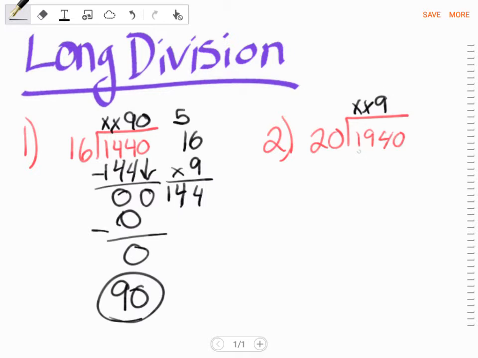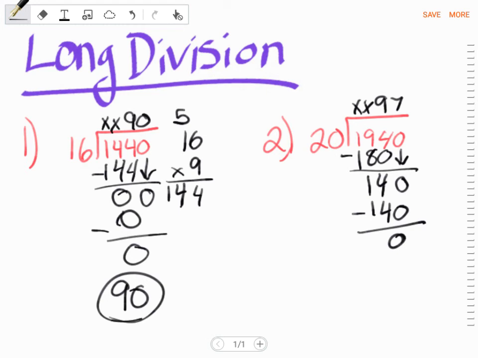9 times 20, we just said, was 180. I'm going to subtract here, and I get 4, and I get 1. Then I've got to bring down my 0. 20 goes into 140. Let's think through it again: 20, 40, 60, 80, 100, 120, 140. That was 7 times. Nothing left over. And we filled up all of our places all the way to our 1's place, so we're done. We got 97.